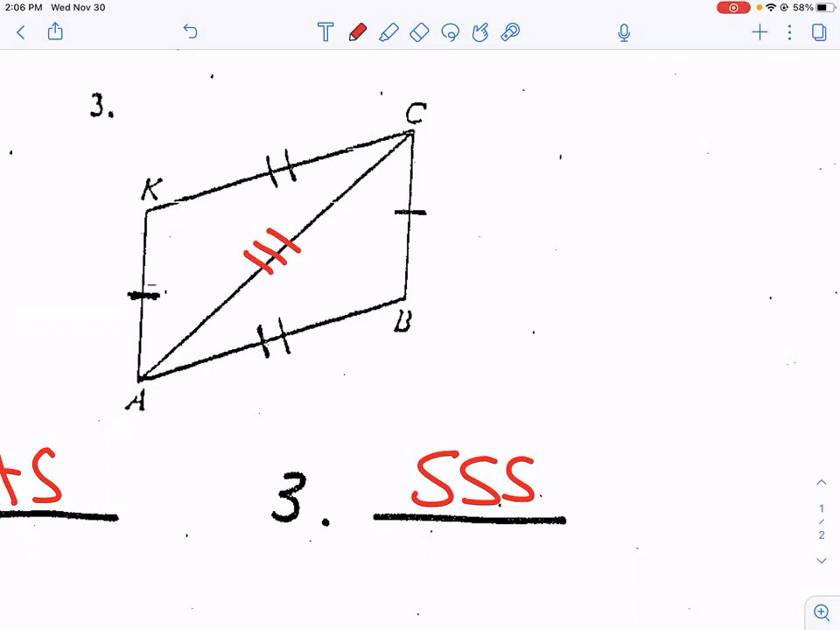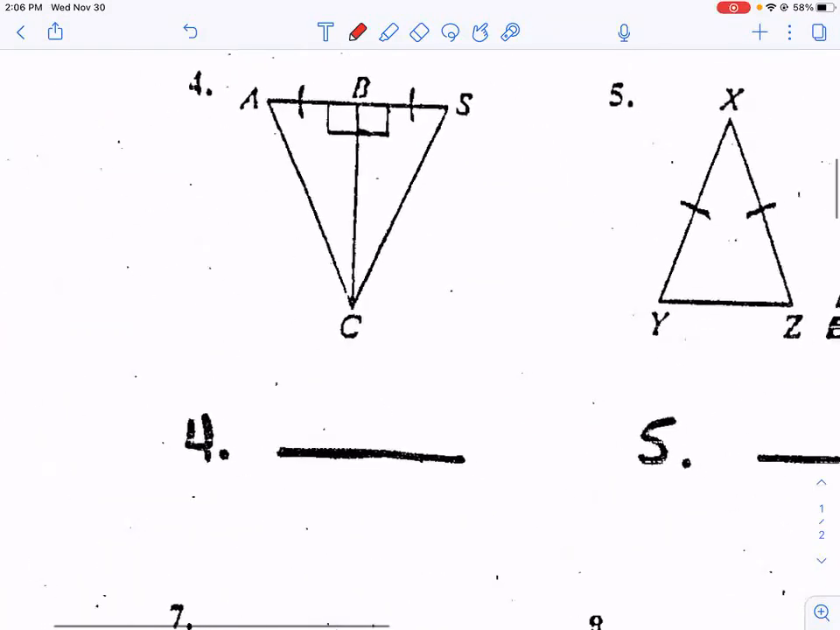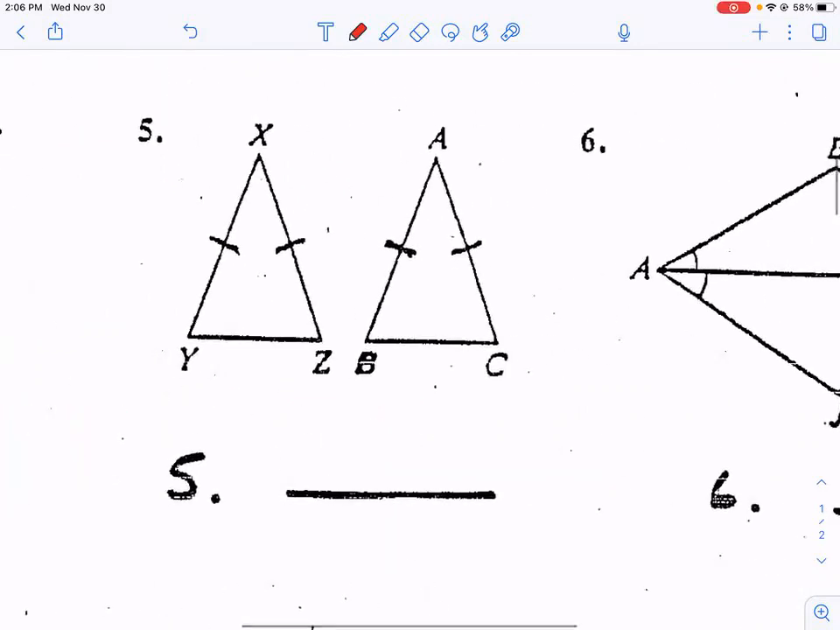Okay. Gavin, number 4. Side, angle, side. Man, some of you really wanted to use hypotenuse leg because it's a right triangle. But really, it's side, angle, side. The hypotenuses aren't even marked. Okay. Number 5, Bryce, are these congruent? No. 2 sides, not enough.